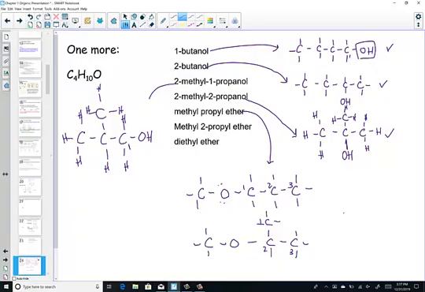Then the last idea you could do is a completely symmetrical molecule, diethyl ether. CH3, CH2O, CH2, CH3 completes all of the choices for the constitutional isomers as C4H10O.